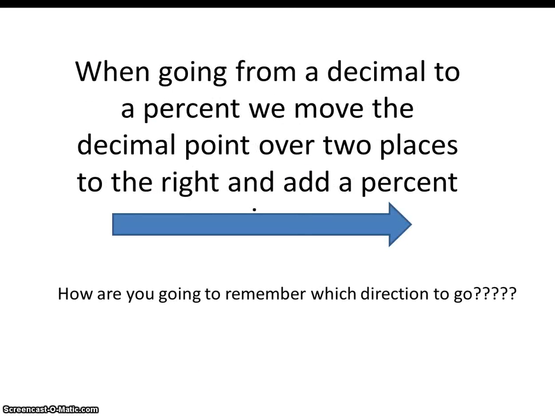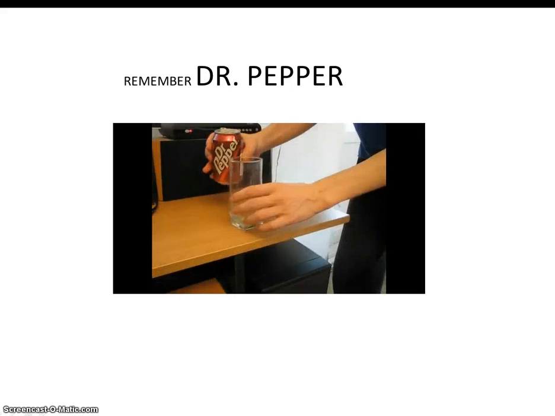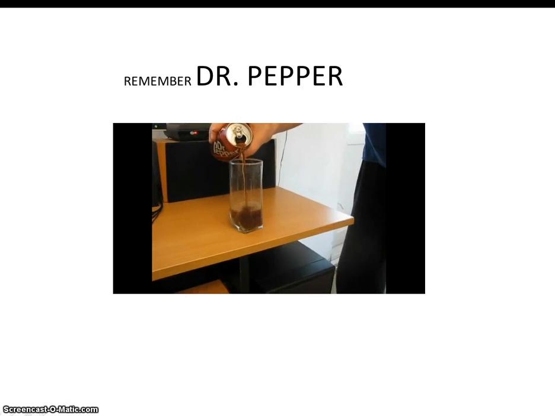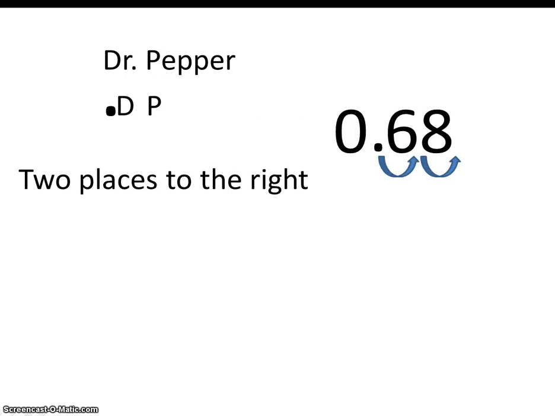When going from a decimal to a percent, we move the decimal point over 2 places to the right and add a percent sign. But how are you going to remember which direction to go? You just have to remember Dr. Pepper. In Dr. Pepper, let the D represent the decimal and P represent percent. Just like Dr. Pepper starts at the decimal and ends at the percent, our decimal point will follow the same pattern.